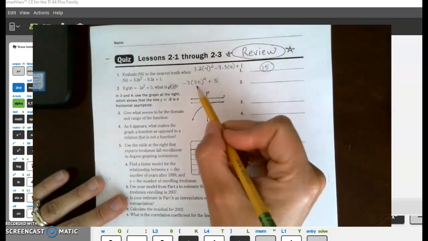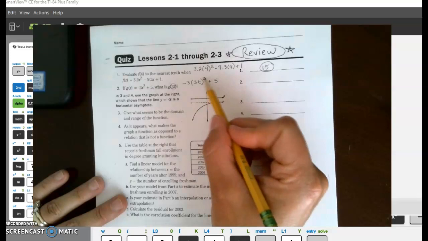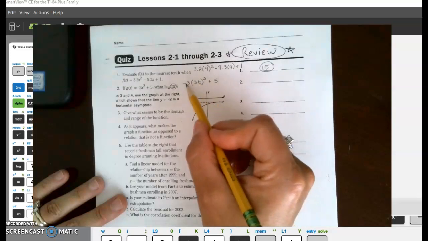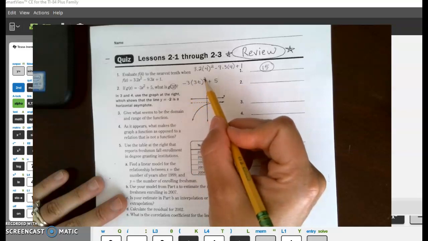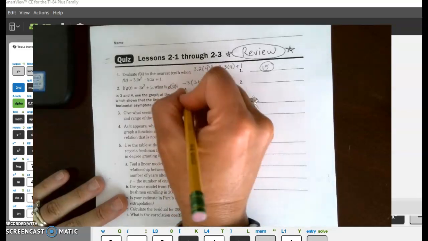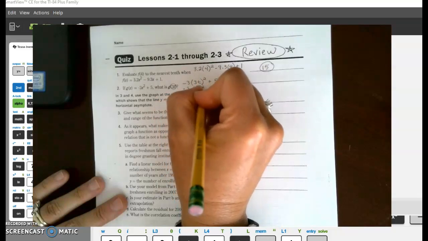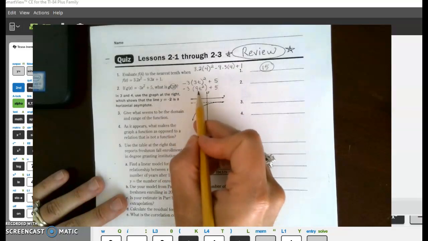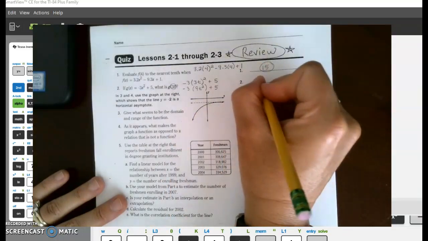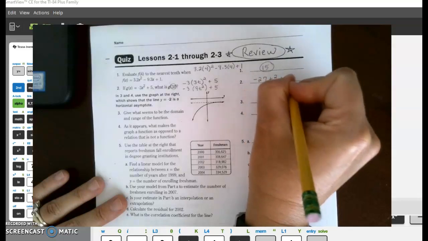Now, order of operations tells me that I'm going to square the 3t first and then multiply it by the negative 3. Don't multiply first. You do exponents before multiplication. So I end up with negative 3 times 9t squared plus 5. Then when I multiply that, I get my final answer of negative 27t squared plus 5.